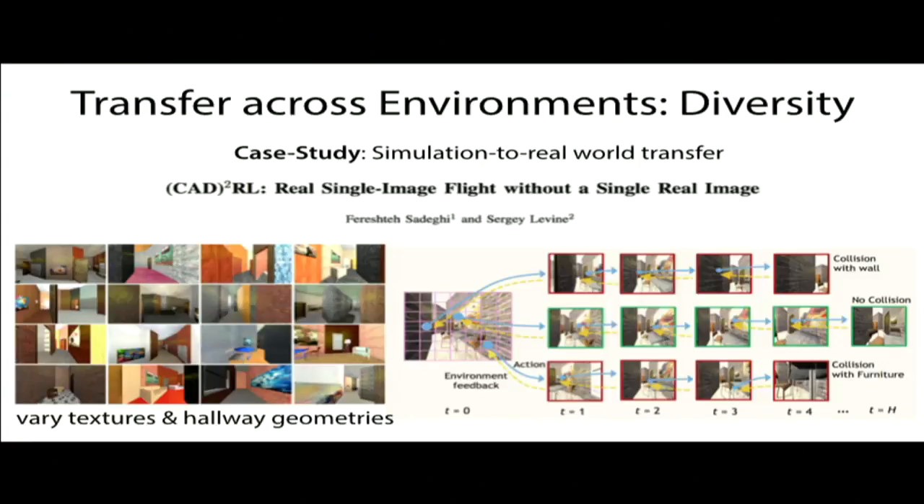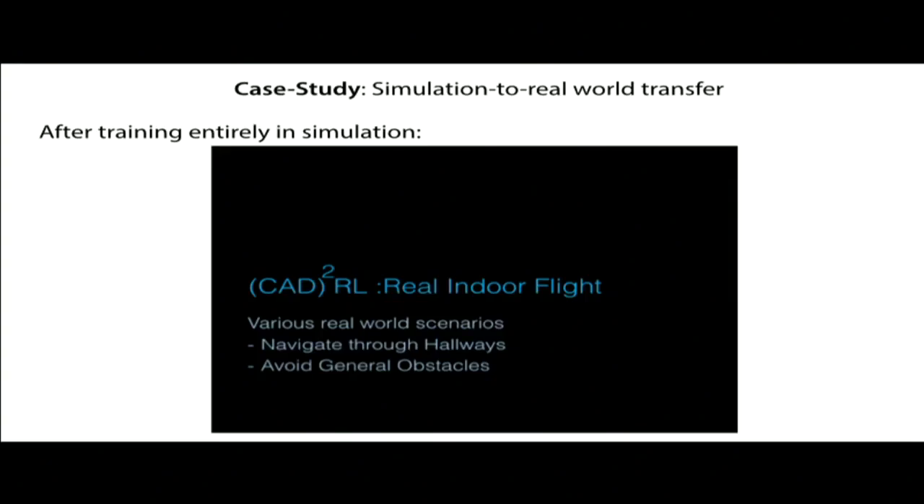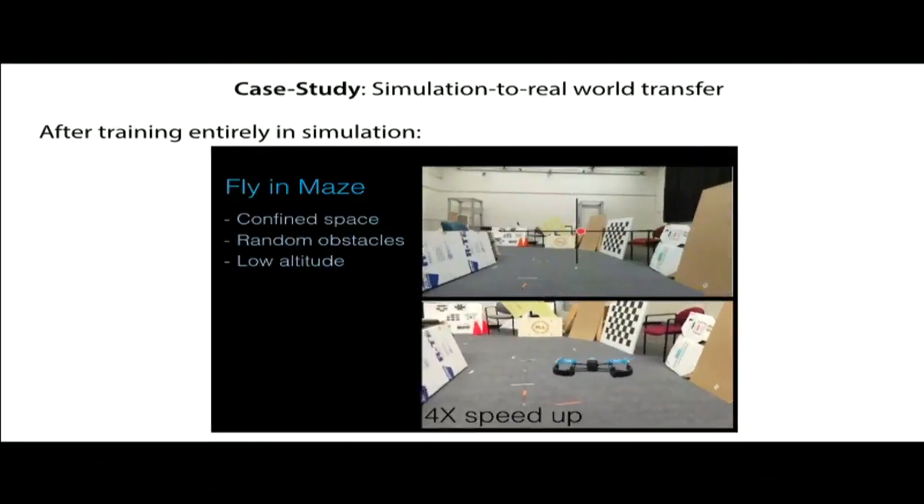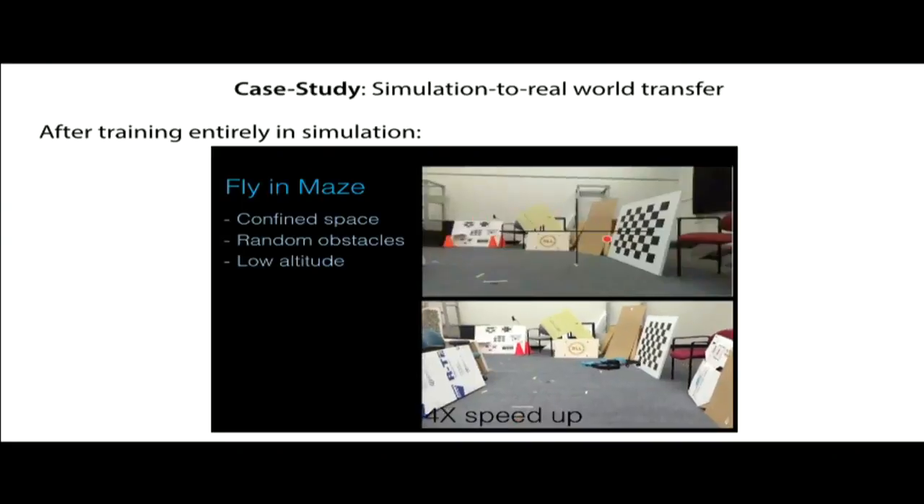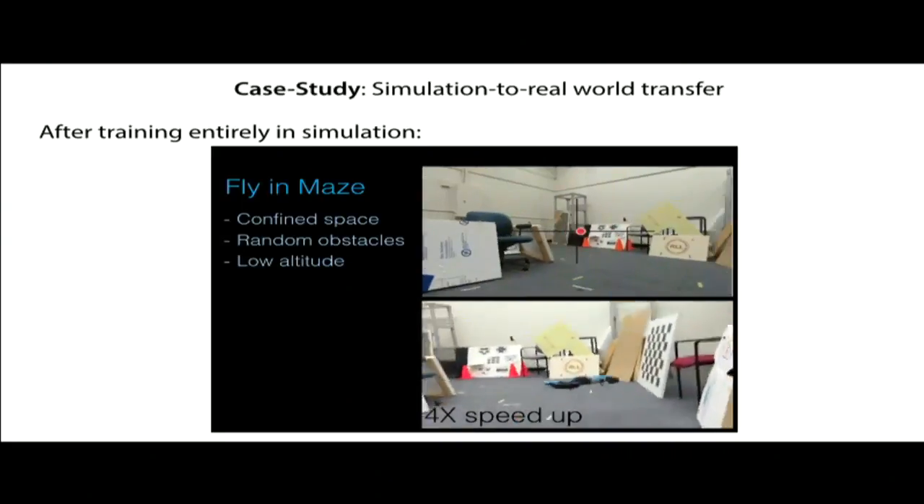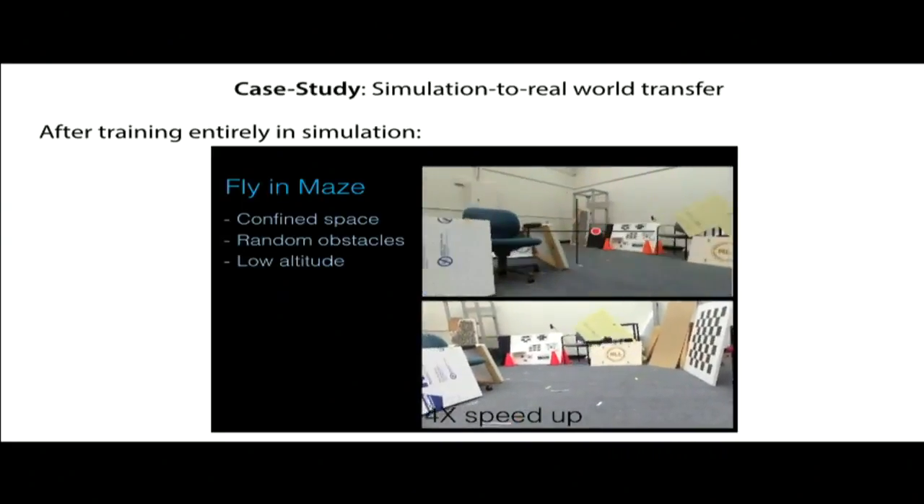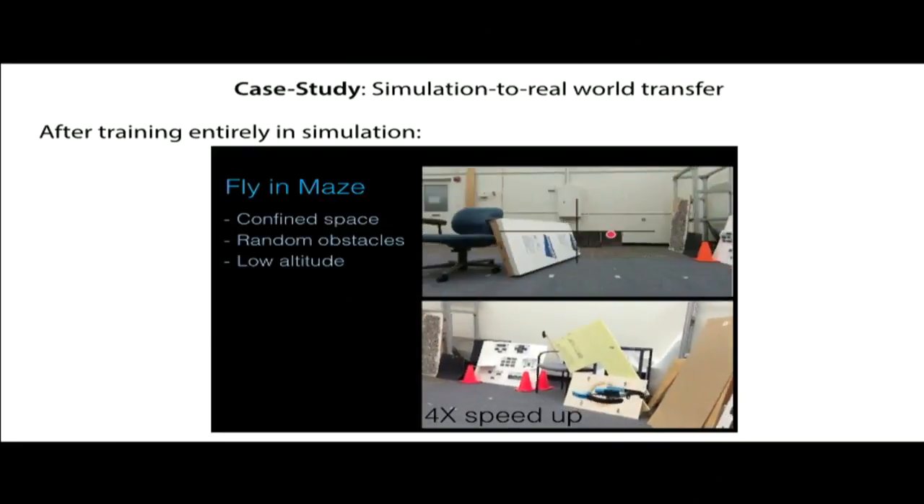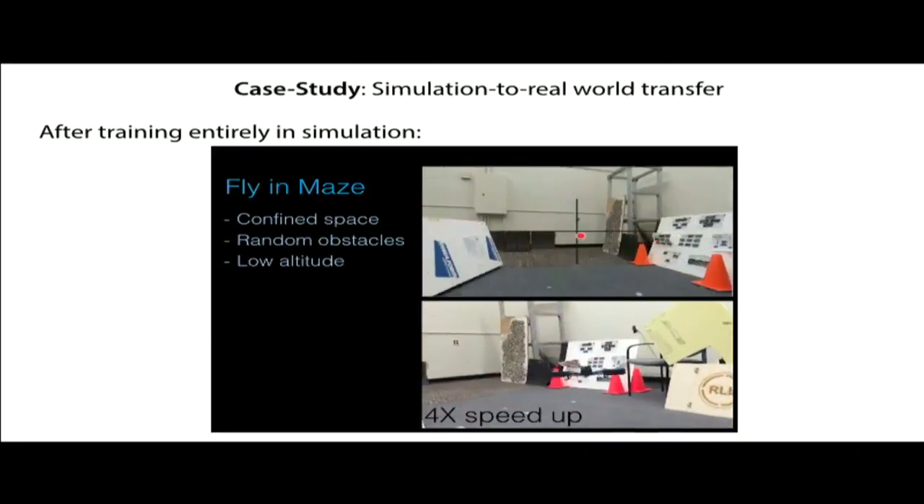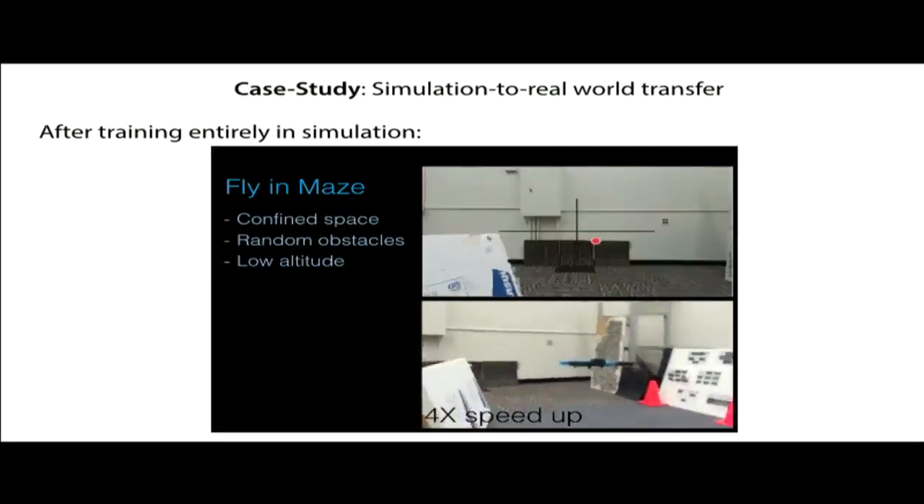The interesting thing here is that even though the simulations on the left aren't particularly high fidelity, because there was a lot of variation across textures and across hallway geometries, they were able to show that without any experience in the real world, they could use this architecture and apply it in a real world setting on real images to be able to avoid obstacles in the real world using a real quadrotor.